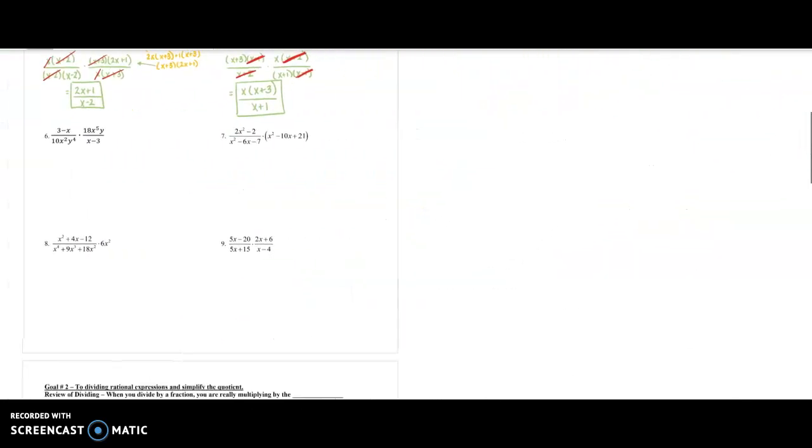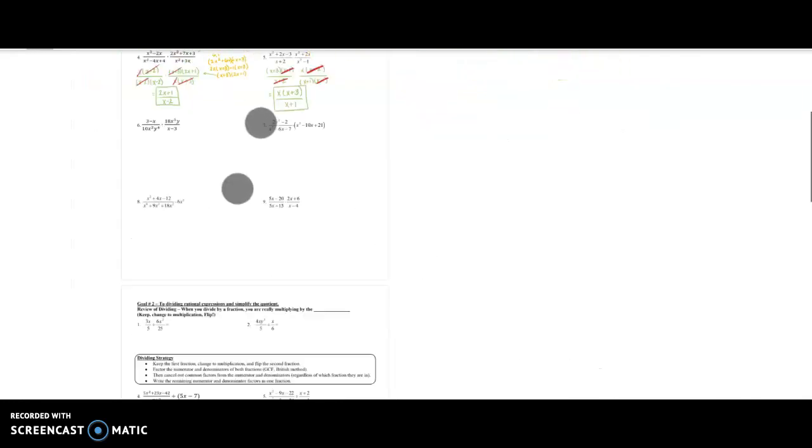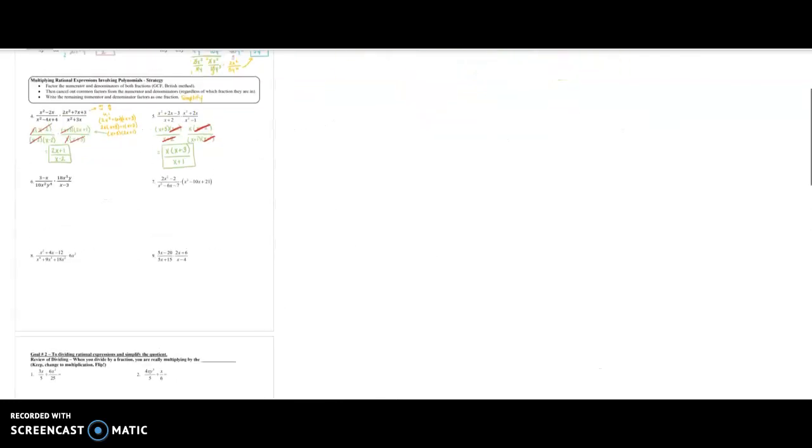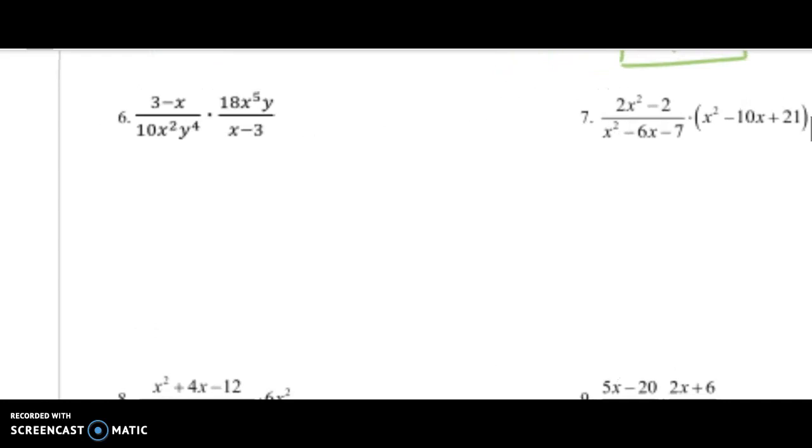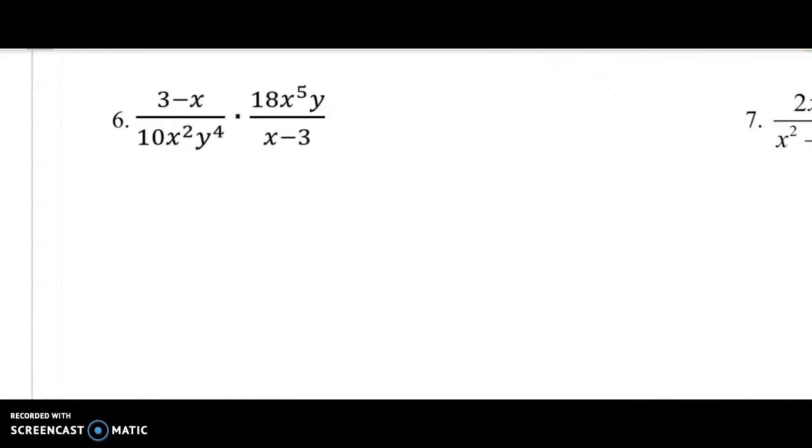Let's look at number 6. So you always want to have them written in standard form. Don't forget that. So I'm going to rewrite this as negative x plus 3. Okay, actually, let's wait a second. That's negative x plus 3, right? Which is also the same as negative x minus 3. I can factor that negative out, and that's probably a good idea to do that.